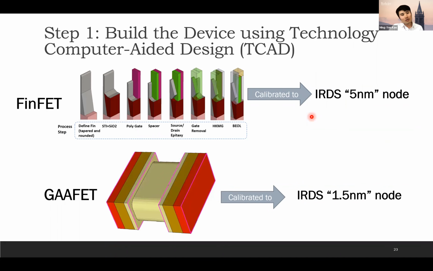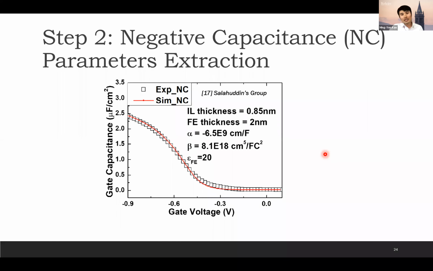Okay, so to study this, we first have to build our baseline device. For FinFET, we calibrate to the IRDS 5 nanometer node, and for GAFET, the gate-all-around FET, we calibrate to the 1.5 nanometer node. With our baseline device, we also have to know what the reasonable NC (negative capacitance) parameters are. These black square symbols are from Professor Salahuddin's group.